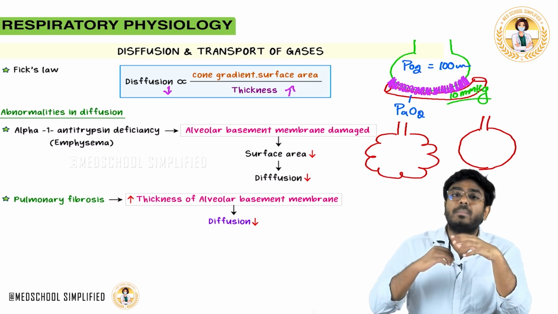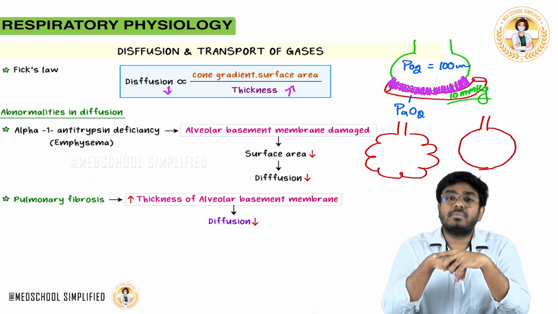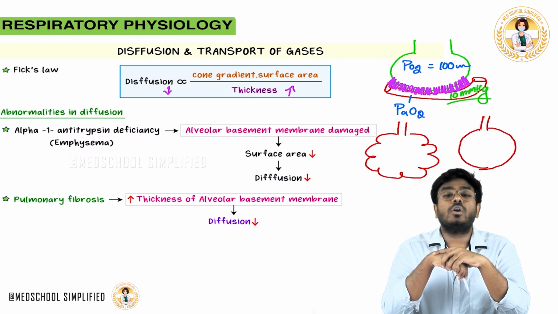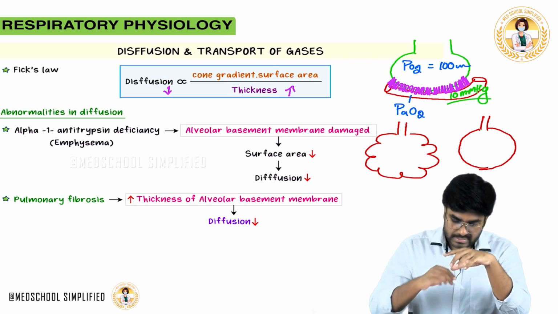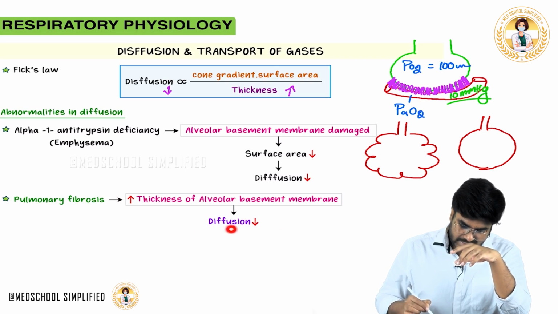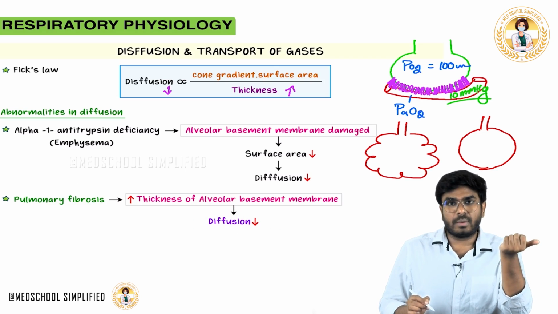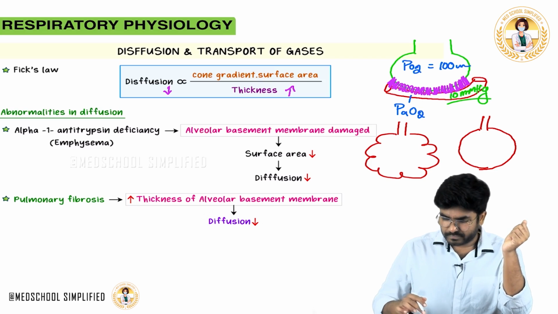Now let's talk about pulmonary fibrosis. The alveolar basement membrane becomes fibrotic. So what happens? The thickness of the alveolar basement membrane increases. If the thickness increases, automatically the diffusion of gases decreases. Compliance also decreases. Even in pulmonary fibrosis, compliance is less.